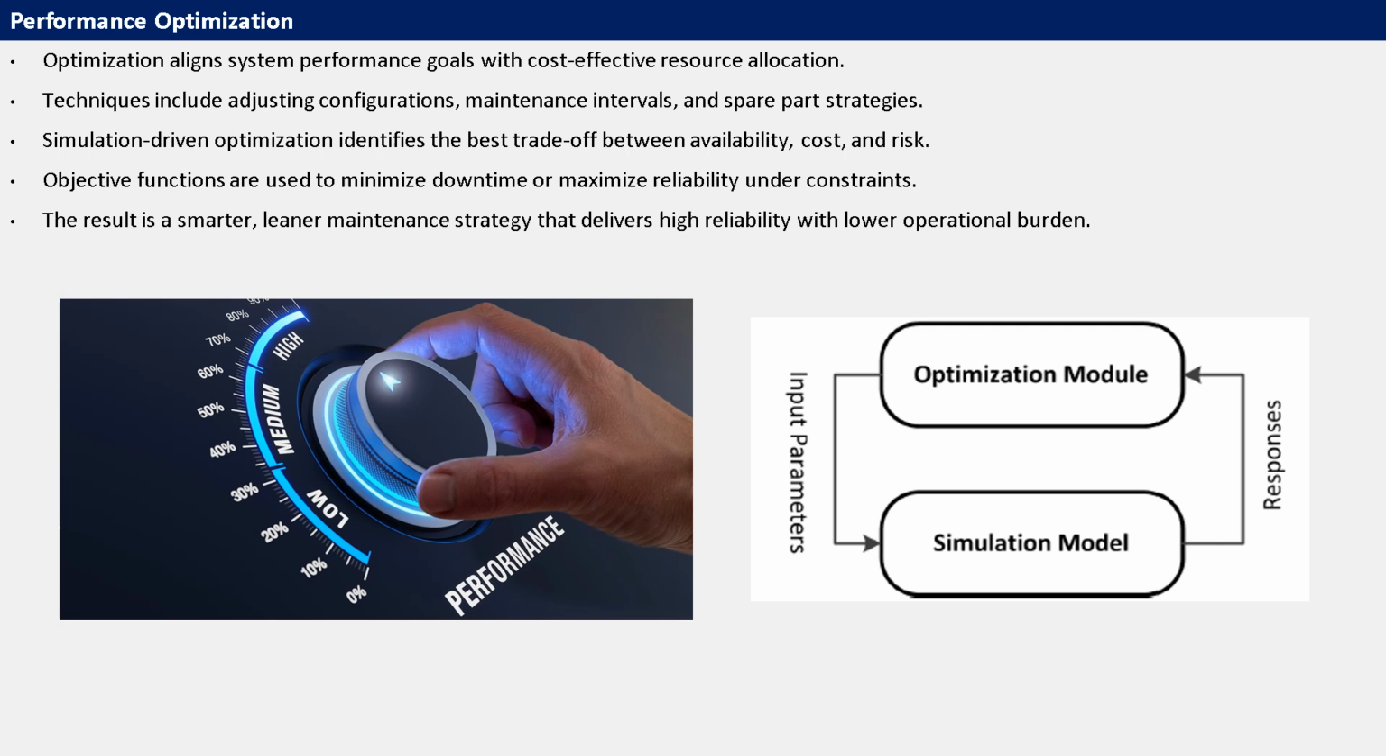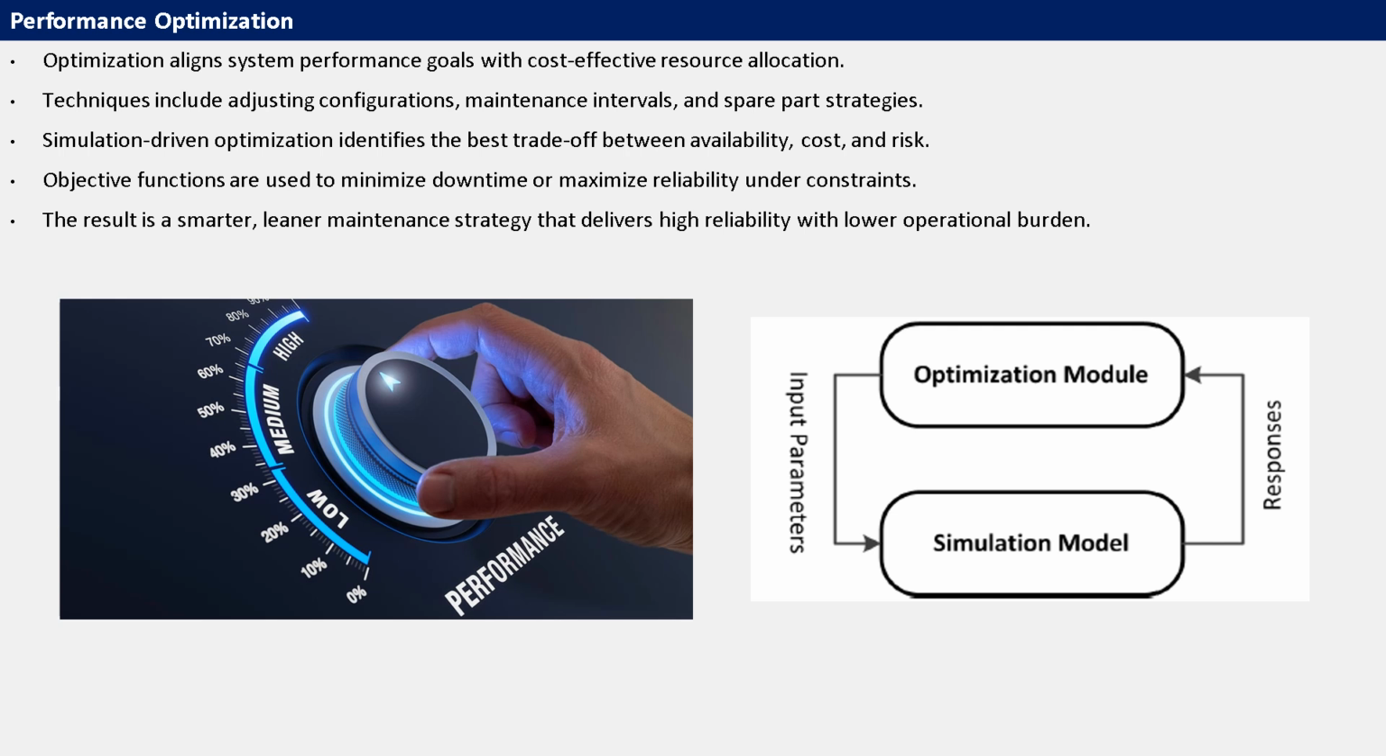Performance optimization is the process of fine-tuning system design, maintenance strategies, and resource allocation to achieve maximum reliability and availability at the lowest practical cost. Rather than simply aiming for the highest possible uptime, optimization seeks the best balance between performance, cost, and operational risk.